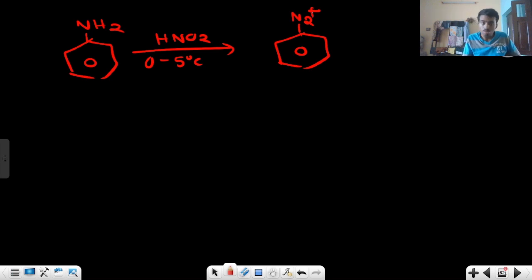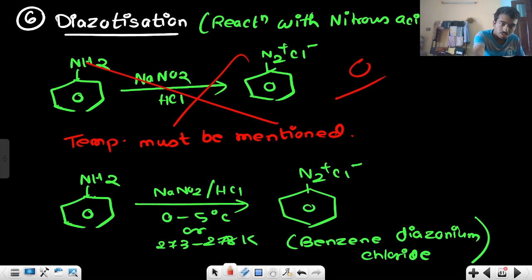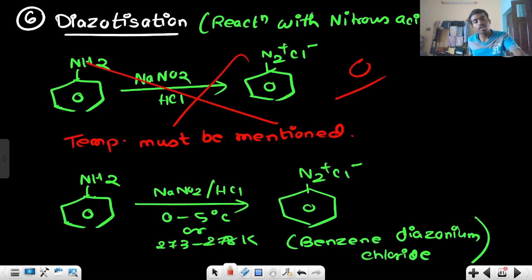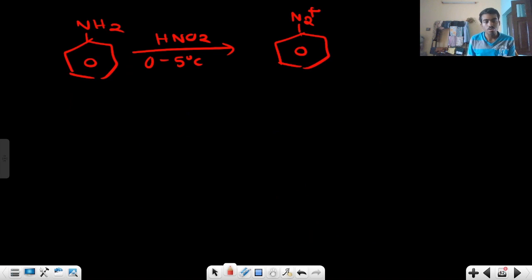Because the anionic part has not been told in the reagent. Here you can see HCl is mentioned in the reagent, but when nothing has been mentioned, we will not write any anionic part, because whether it is Cl, Br, HSO4, BF4, whatever it is, we don't know. We will not go for any risk if it is given directly HNO2. If the anionic part is mentioned in the reagent, then you obviously have to write it. Clear?